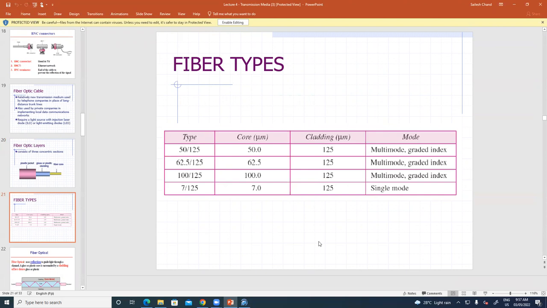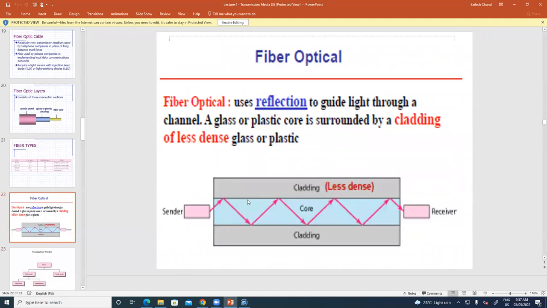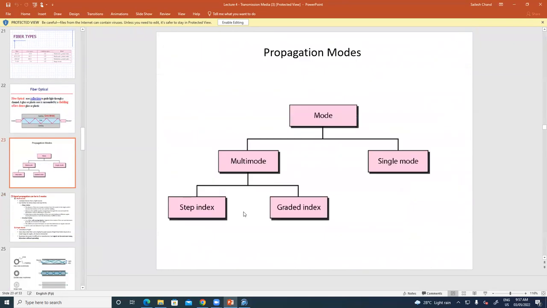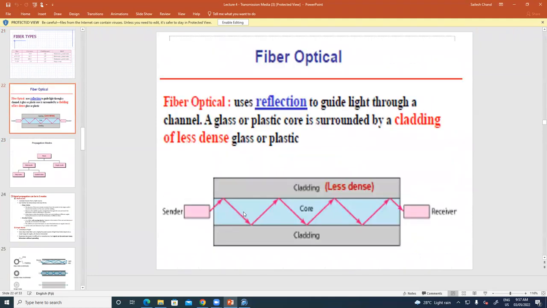The fiber types, the type indicated with the number given here, cladding, the multi-mode and the single mode. Talking about multi-mode and single mode here. Fiber optical, it says, uses reflection to guide light through a channel. A glass or plastic core is surrounded by a cladding of less dense glass. So that's how the light travels. Now, remember one more thing here.